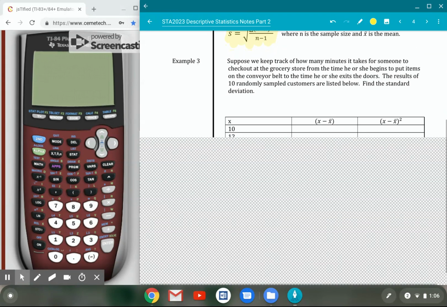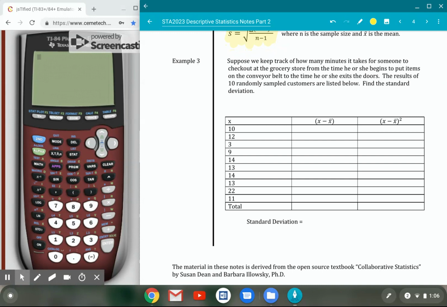So let's see the standard deviation in action. It's quite a long process, so let's go through it together. Suppose we keep track of how many minutes it takes for someone to check out at the grocery store, from the time he or she begins to put items on the conveyor belt to the time he or she exits the doors. The results of 10 randomly sampled customers are listed below. We want to find the standard deviation.